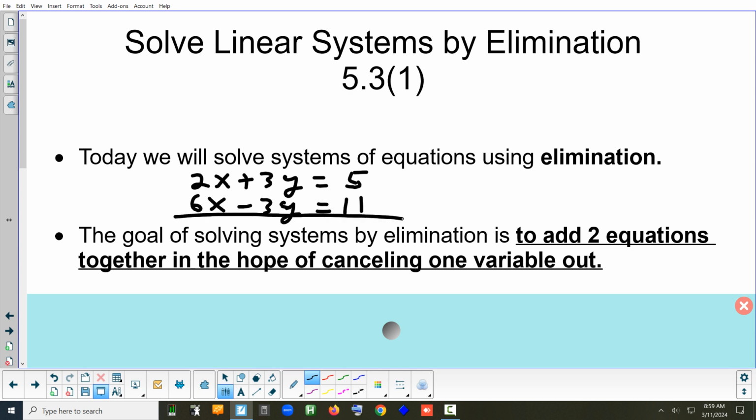Okay, so if we add them up, what's 2x plus 6x? 8x. And we can add those together because they're like terms. So 8x. What's 3y minus 3y? 0. These cancel out. You have 0y. There's no y's left because you have 3y, take away 3y. That's gone. And then we also have to add the numbers on the other side. What's 5 plus 11?